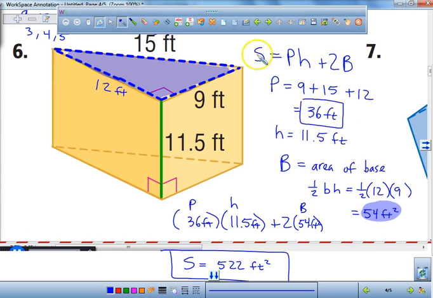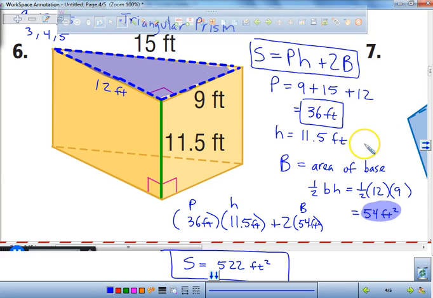What's the formula that you're going to need for all prisms? This formula right here: perimeter of the base times the height plus 2 times the area of the base. Just remember, capital P represents the perimeter. H represents the section that connects the 2 bases, so I'm going to label H right here. And capital B represents the area of the base. I'll label this. This is capital B, the area of the base.